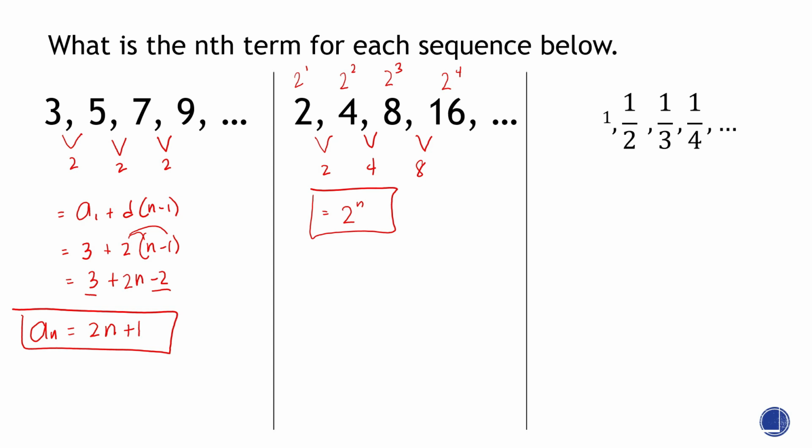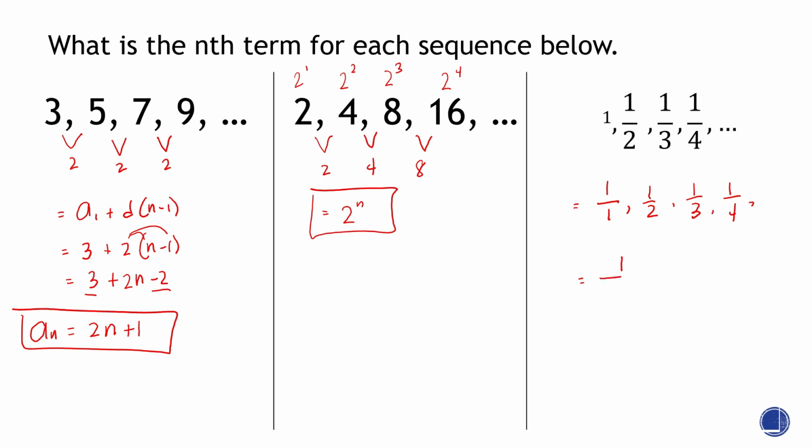The last one, we have 1, 1/2, 1/3, 1/4. Now you might be thinking, the first one is a whole number, and the rest are fractions. Actually, we can express the first term as a fraction so that it will be clear to us what the sequence is all about. We can say that this is actually 1 over 1, 1 over 2, 1 over 3, 1 over 4. Now we can guess the next term. It's going to be 1 over 5, and then the next is 1 over 6, 1 over 7, and so on. The numerator will always be 1.